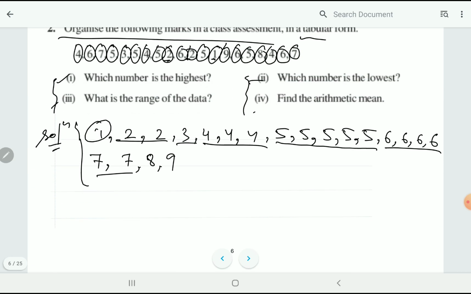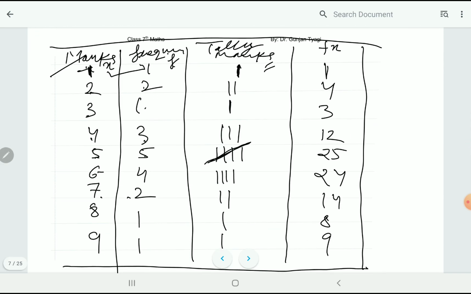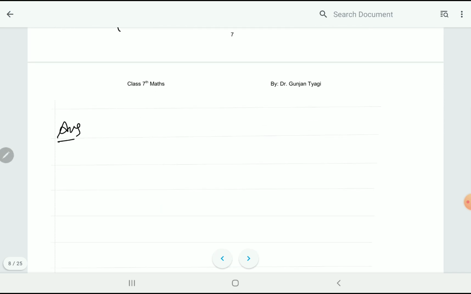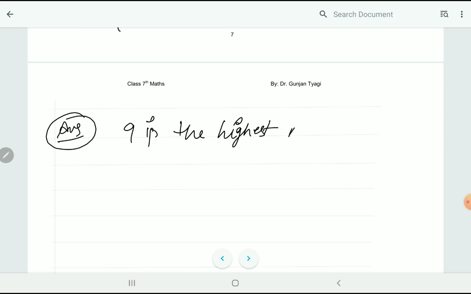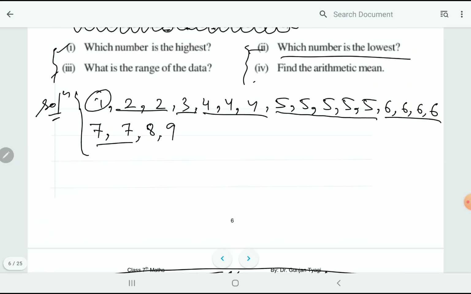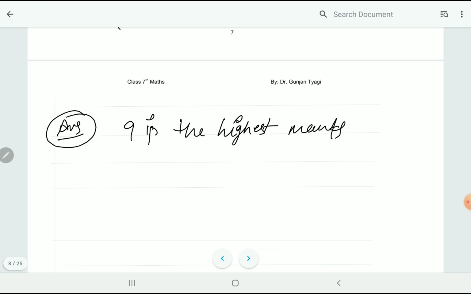Let's solve the question. Which number is highest? So the answer is 9, which is the highest marks. Next, which number is lowest? The marks were 1 to 9, so we can say 1 is the lowest marks.